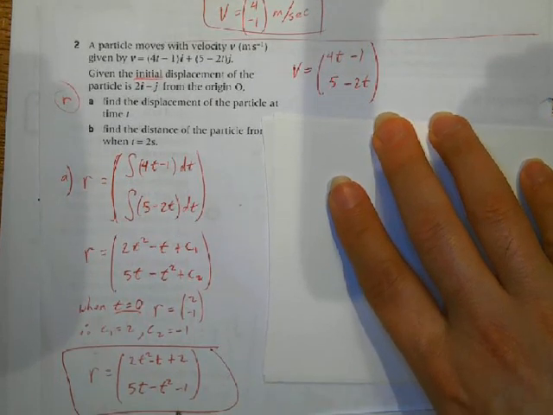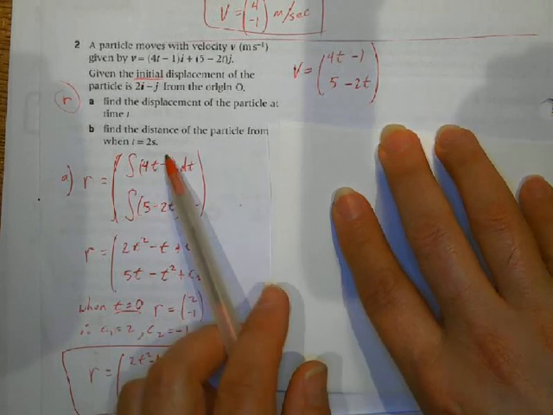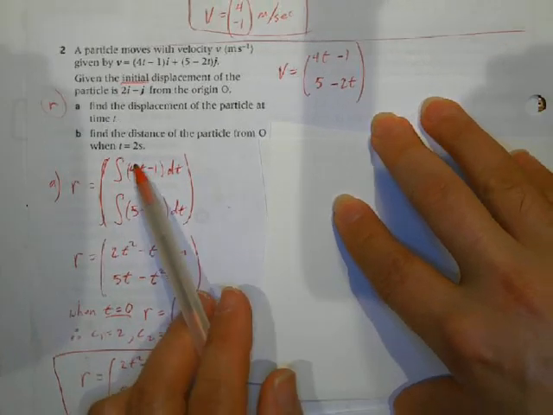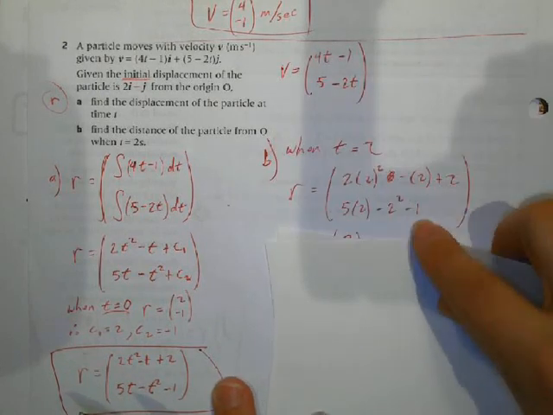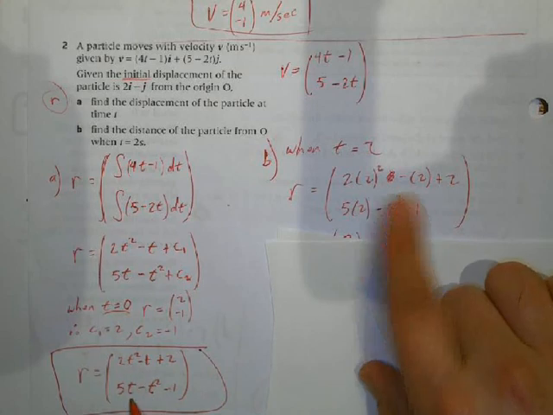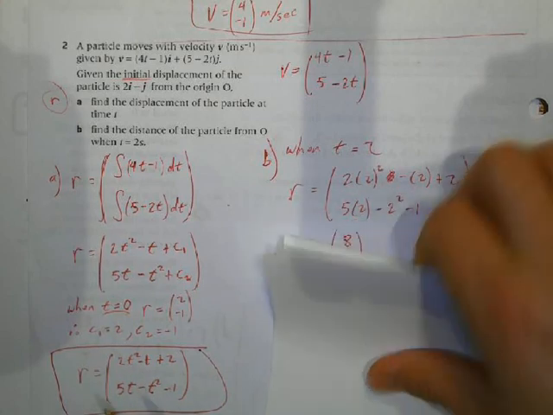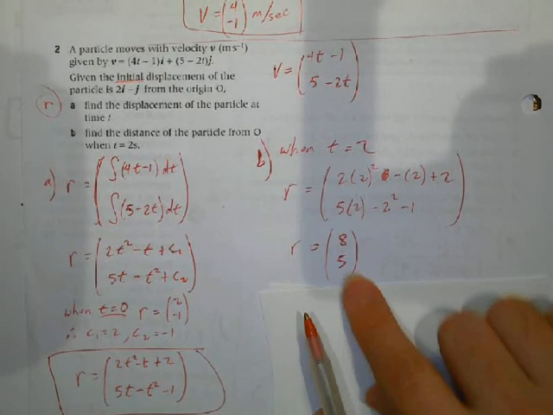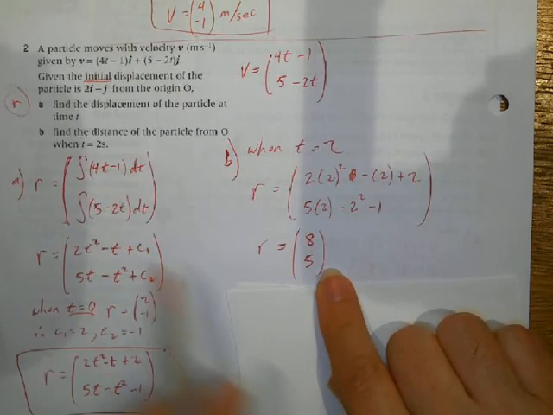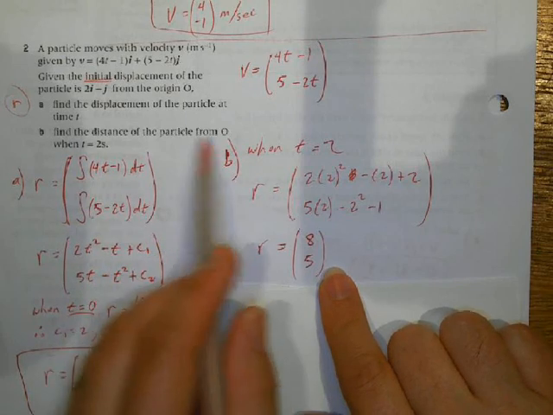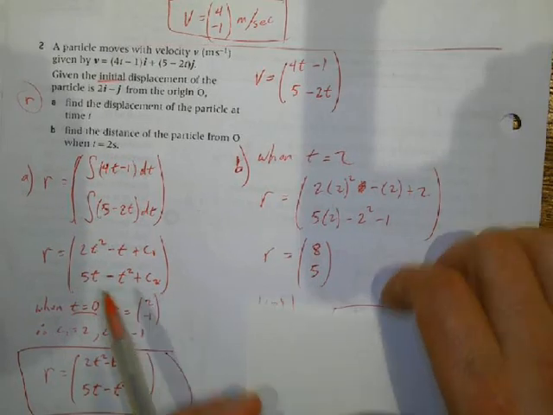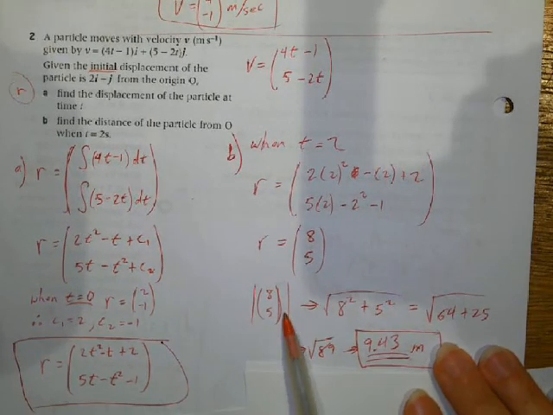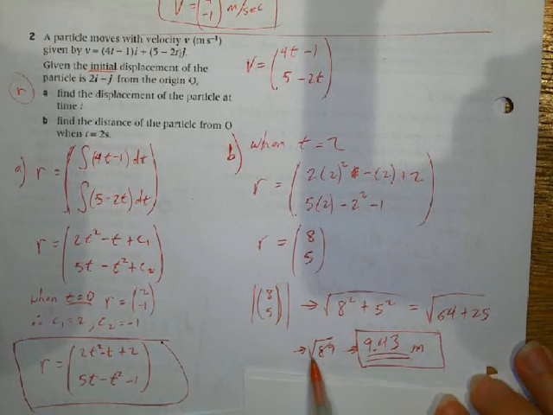Hit pause if you need to think about this more. Okay, find the distance of the particle from the origin when t equals 2. So basically I'm going to use this equation and replace wherever I have t with 2. And then this simplifies to give me this, and it says find the distance of the particle at t equals 2. So this is the vector, and to find the distance I have to figure out the magnitude. So I take the magnitude of this, so we end up with the square root of 8 squared plus 5 squared, which ends up with the square root of 89, which is this.